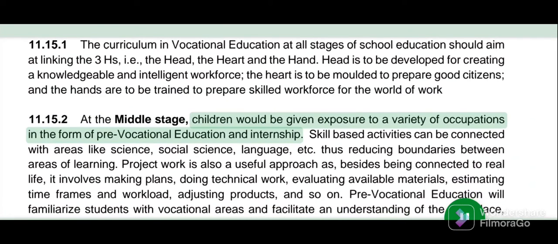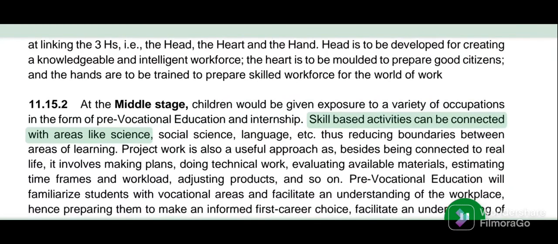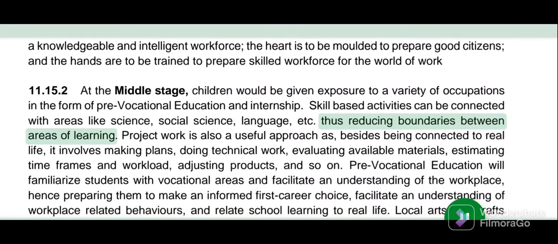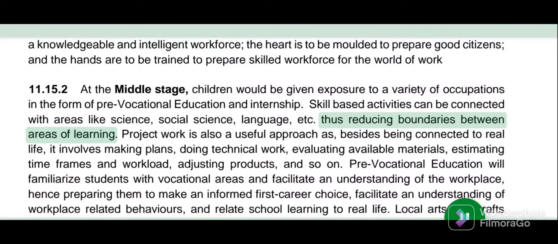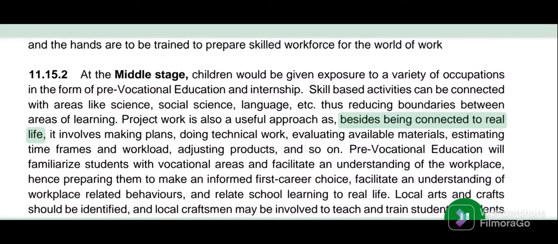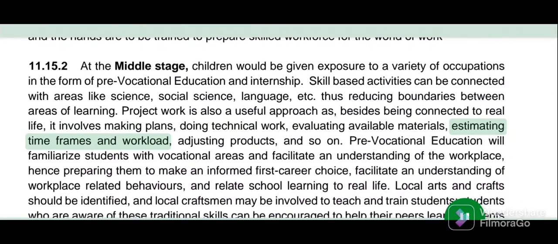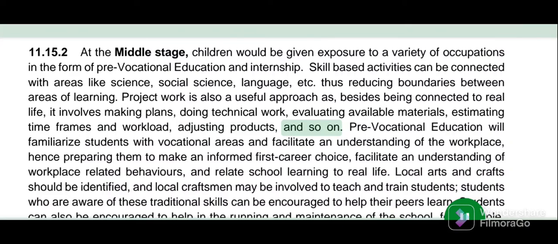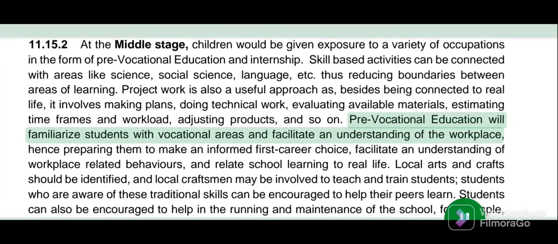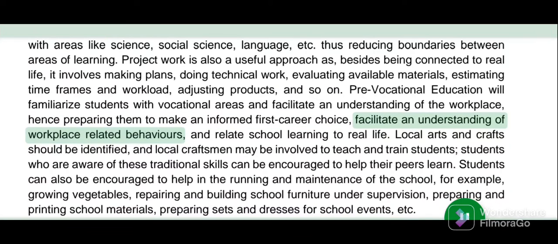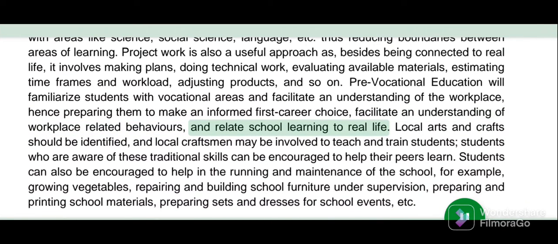11.15.2 At the middle stage, children would be given exposure to a variety of occupations in the form of pre-vocational education and internship. Skill-based activities can be connected with areas like science, social science, language, etc., thus reducing boundaries between areas of learning. Project work is also a useful approach as, besides being connected to real life, it involves making plans, doing technical work, evaluating available materials, estimating time frames and workload, adjusting products, and so on. Pre-vocational education will familiarize students with vocational areas and facilitate an understanding of the workplace, hence preparing them to make an informed first career choice, facilitate an understanding of workplace-related behaviors, and relate school learning to real life.